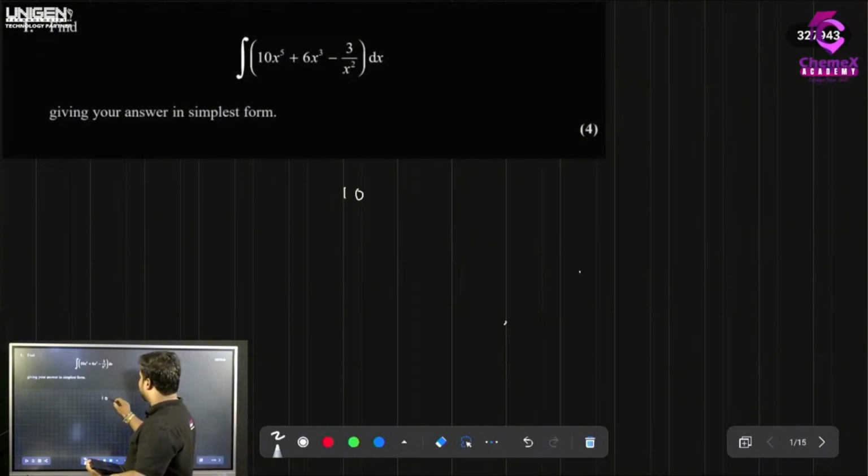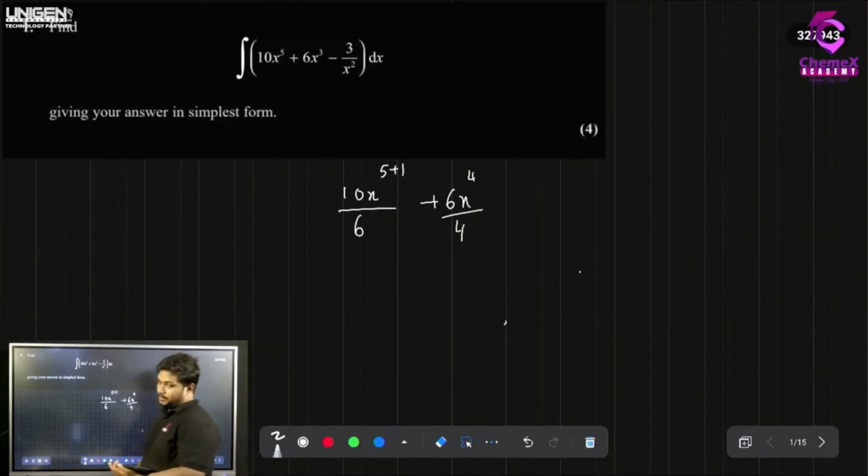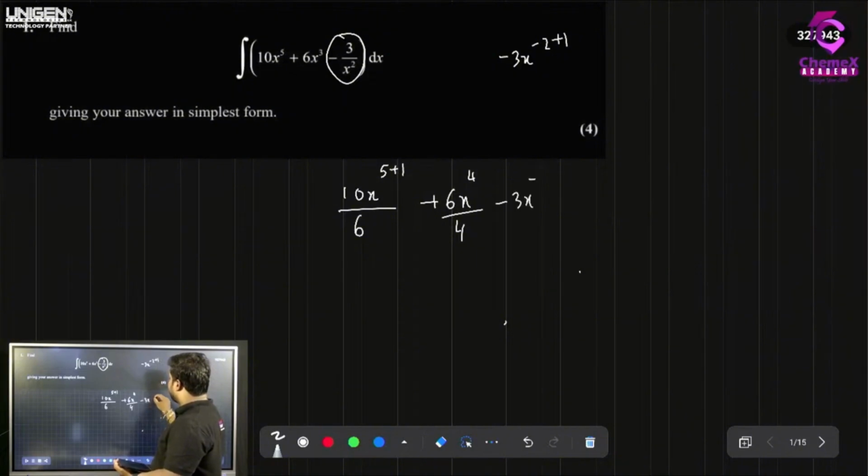Okay, so how do you integrate this? 10 x to the power 5 plus 1 divided by 5 plus 1, which is 6, plus 6 x to the power 4 divided by 4. I just added 1 to the power of each. This term you can write as minus 3 x to the power minus 2, right? So this plus 1 is what? Minus 1 divided by minus 1 plus c.